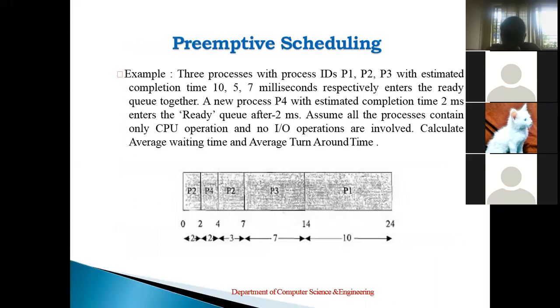2 millisecond. Okay. Tell me how you have calculated. What is the turnaround time definition? Time spent in ready queue plus execution time. Okay, how much time is it waiting in the ready queue? Immediately it has been given the chance. So that is 0 millisecond. And what is its execution time?